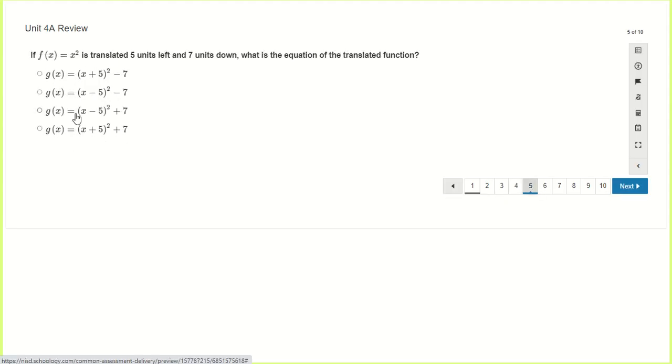Next, we have if the graph is translated 5 units to the left, 7 units down, what is the equation? So you just got to write down which one is the new described equation.